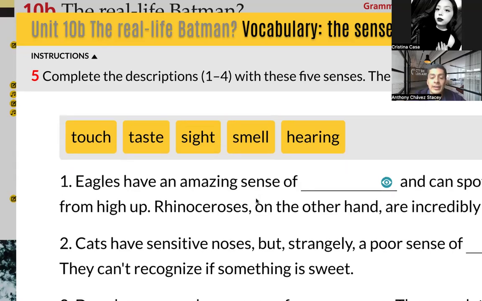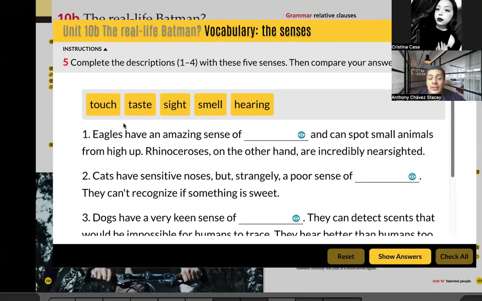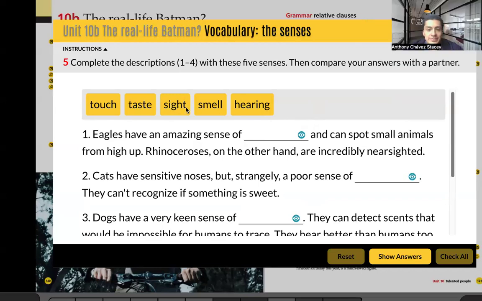Now I will ask you guys to help me get the right sense in each one of these sentences. The first one: eagles have an amazing sense of, and can spot animals from high up. The eagles, what kind of sense do you think they have the most developed? Touch, taste, sight, smell, or hearing? What do you think? Sight. Let's check the sight.